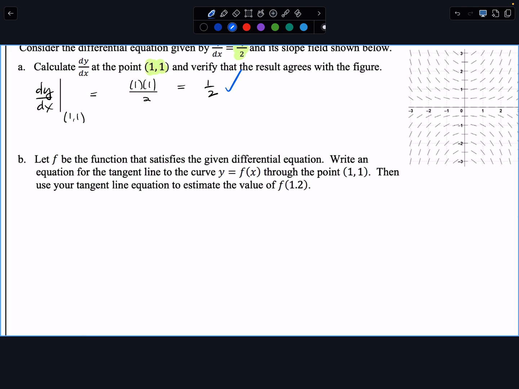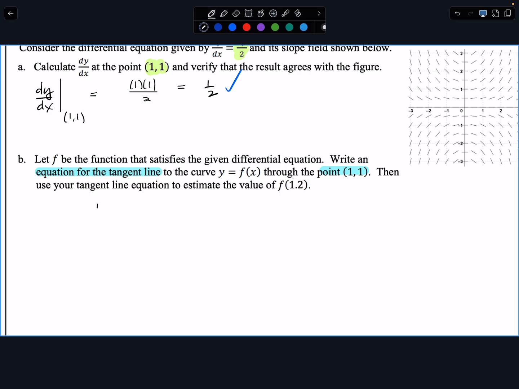Now, this question, you guys technically haven't learned this yet because I skipped it because of time, but we're going to cover it right now because it's actually not that hard. It says, let f be a function that satisfies the given differential equation. Write the equation for the tangent line to the curve through the point (1, -1). To write the equation of the tangent line, guys, we need a point, which we have, and we also need the slope. And guess what? We have the slope, okay?